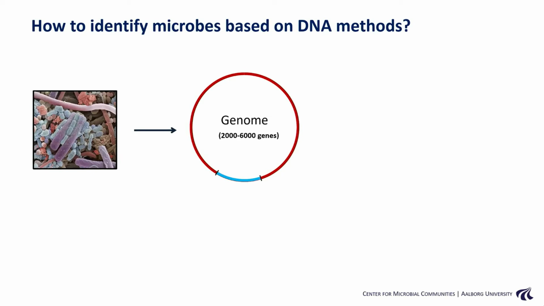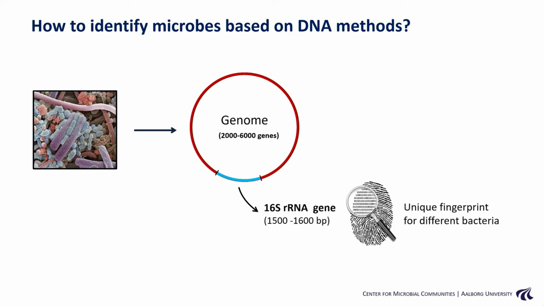and we look into the genomes of the bacteria. And the genomes contain a lot of different genes. And one of the genes is really important for identifying bacteria. And that's the gene called the 16S rRNA gene. That gene acts as a unique fingerprint for the different bacteria.